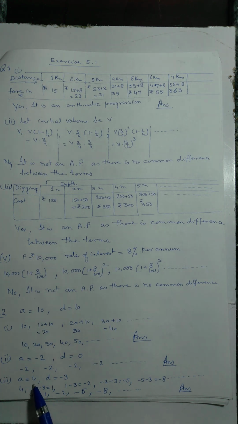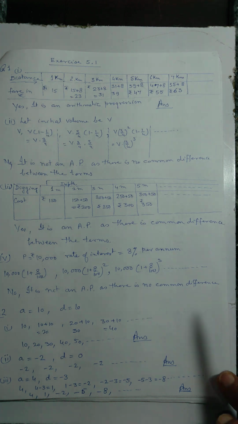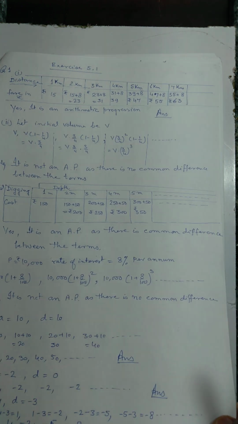Now come to the third part. Here first term is 4 and common difference is minus 3. So 4 minus 3, that is 1. 1 minus 3, that is minus 2. Minus 2 minus 3, that is minus 5. Minus 5 minus 3, that is minus 8, and so on. So 4, 1, minus 2, minus 5, minus 8, and so on will be the arithmetic progression or arithmetical series.